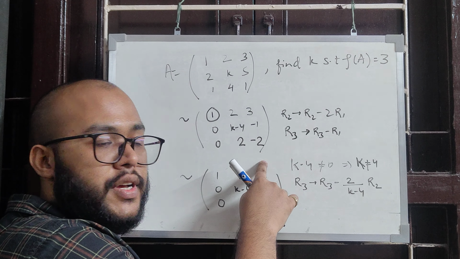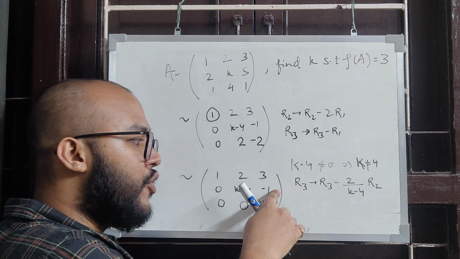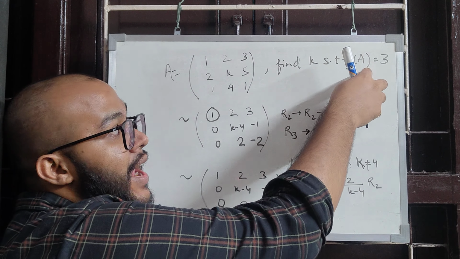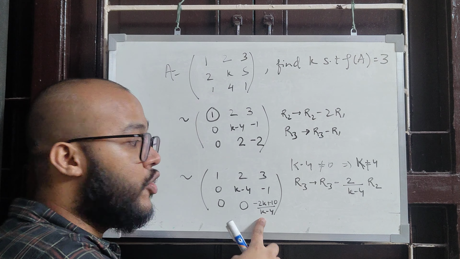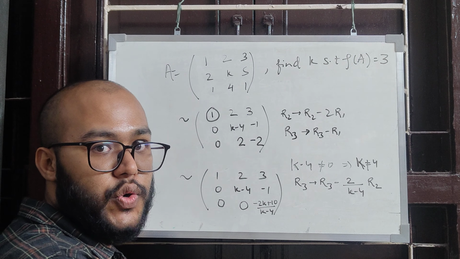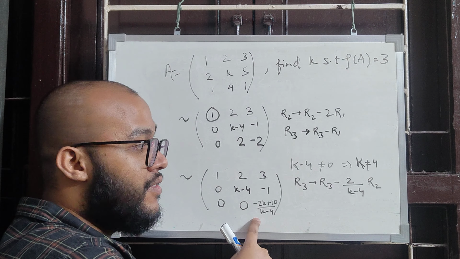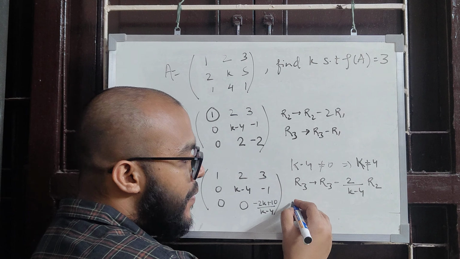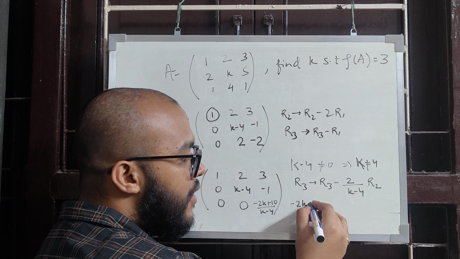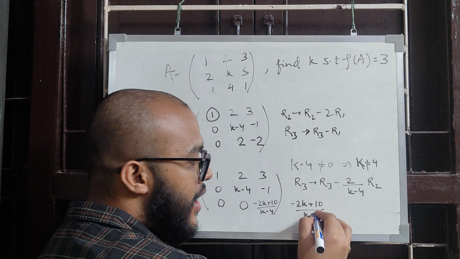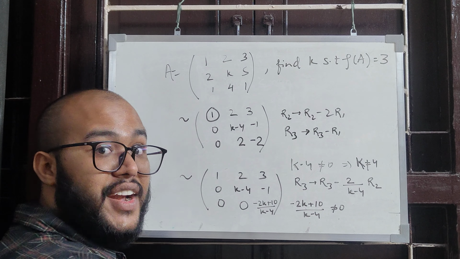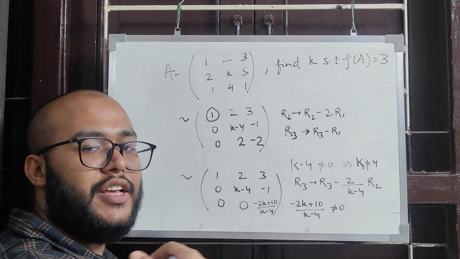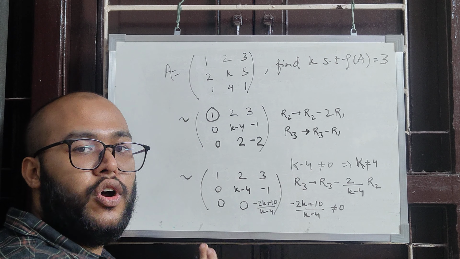So we'll move to the next column. In the next column, we'll skip row 1 and row 2. Now look at this element. This should be non-zero to make rank 3. If it is 0, then the rank will be 2, because all the entries here will be 0. So this should be non-zero in order to make rank 3. So minus 2k plus 10 by k minus 4 can't be 0. It can be anything other than 0: 1, 2, 3, minus 1, minus 2, minus 0.5, anything, but not 0.